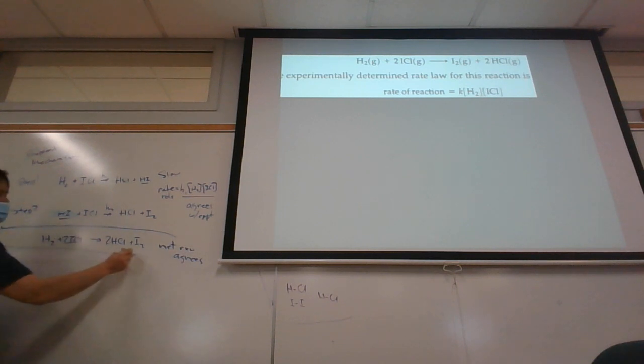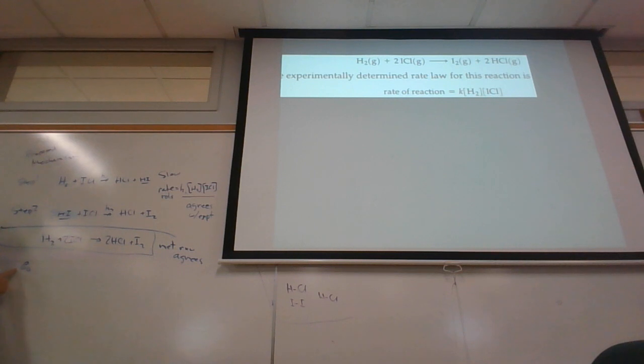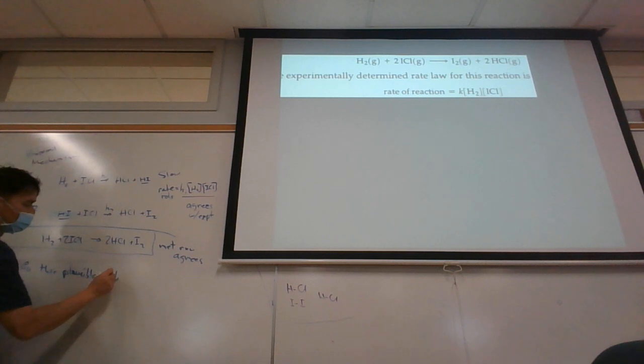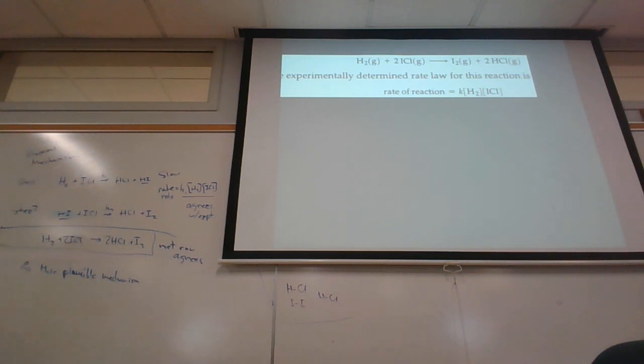So if both of these agree, then what we can say is, therefore, this is a plausible mechanism. A plausible mechanism just means that this could be the correct mechanism, or that maybe this is a contributing mechanism of other mechanisms. There could be another mechanism that also agrees, or multiple mechanisms that also agree.